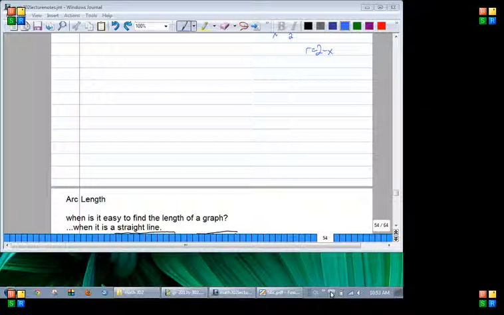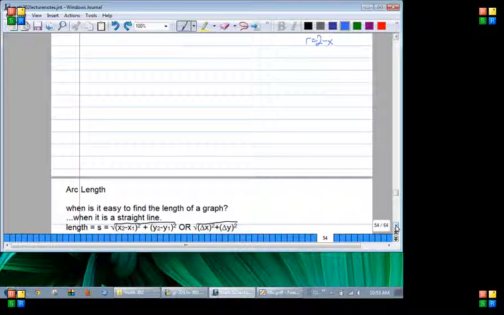Arc length refers to the length of a graph, and it's easy to find if your graph is a straight line. How do you find the distance of a straight line? The distance between 2 points. Using the distance formula.